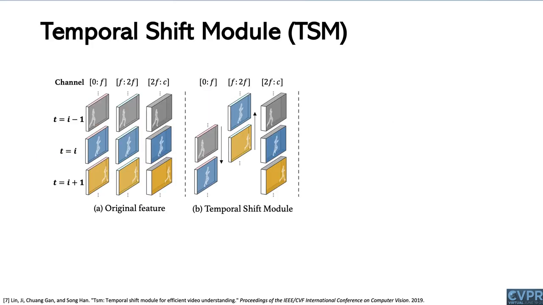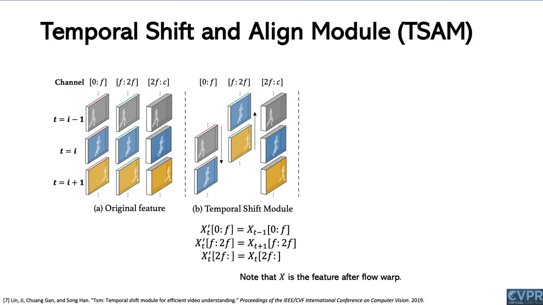Temporal shift and align module is originated from temporal shift module, where the first F channels are shifted downwards and the second F channels are shifted upwards along the temporal dimension. In this way, temporal information is integrated without the noticeable overhead.